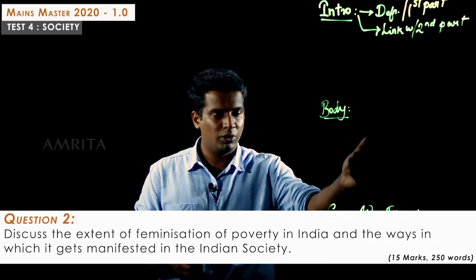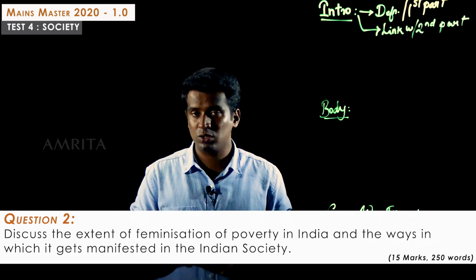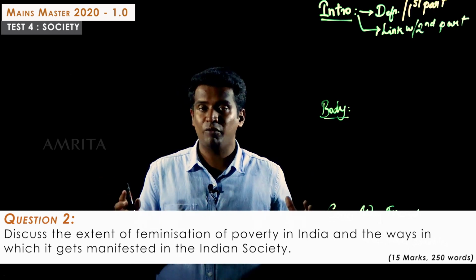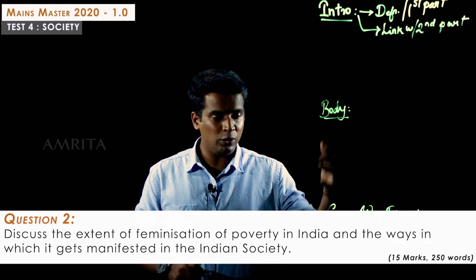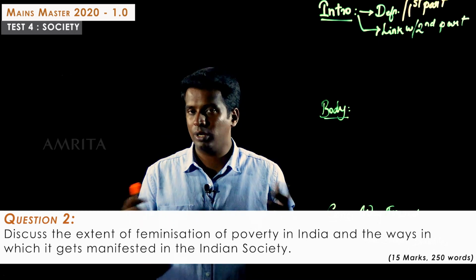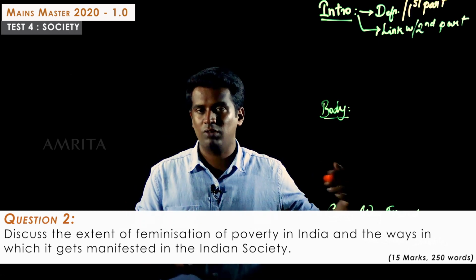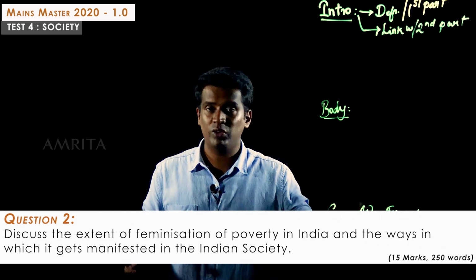Before the conclusion, you can say what the way forward is, what measures we can take to make sure that the feminization of poverty is reduced and the incidence of poverty itself is reduced in India. You can conclude by saying that from this we can only build better. How do we build better? We can lead to a better society where we can eliminate extreme poverty. That is how we can conclude.